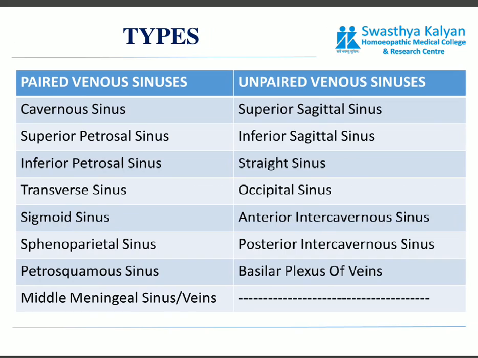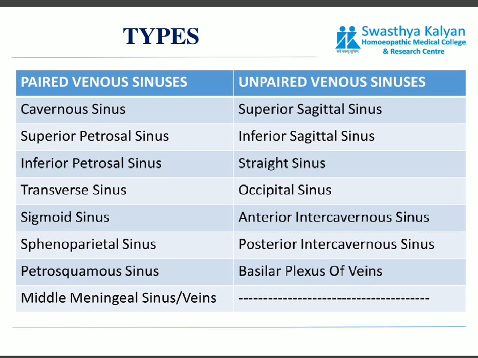In this table, the various types of cranial venous sinuses have been presented. They are divided in two categories, paired and unpaired. The paired venous sinuses are cavernous sinus, the most important one, the most clinically significant one, because it has various important relationships with various arteries and nerves. So any infection that reaches the cavernous sinus can cause serious clinical manifestations.